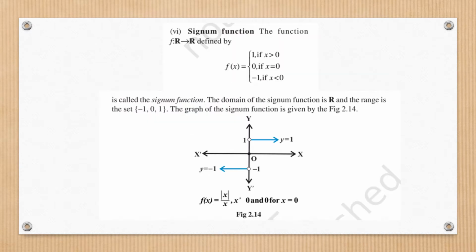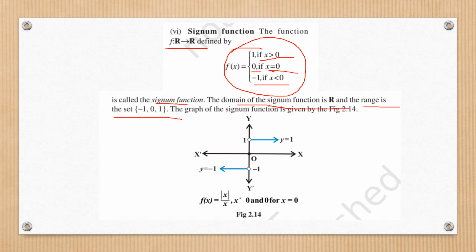Then comes the signum function. A function defined by f mapping from R to R such that it gives just 3 values. What? 1 if x is positive, 0 if x is equal to 0, and minus 1 if x is negative. It is called the signum function, right? So for the domain you can put anything, any real number, but the range is just these 3 values. So the range is the set {minus 1, 0, 1}, right?